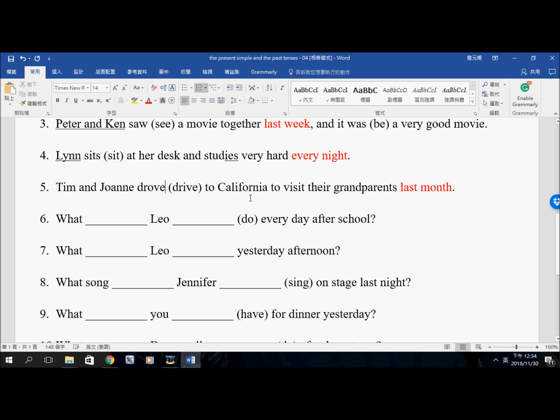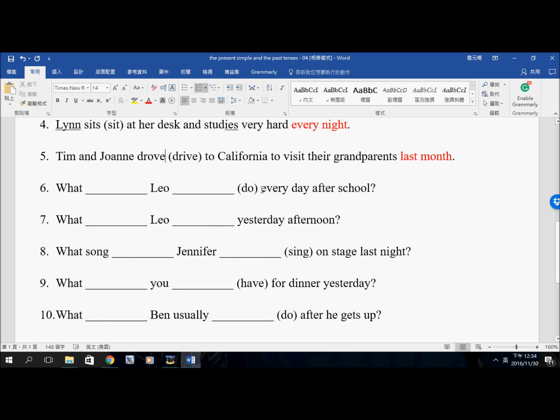Now number 6, again, let's find a time marker. It's over here. Every day after school. Now when you see every day, you're pretty sure it's the habit of a person, the habit of Leo.